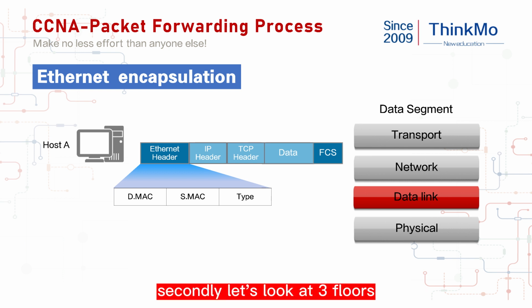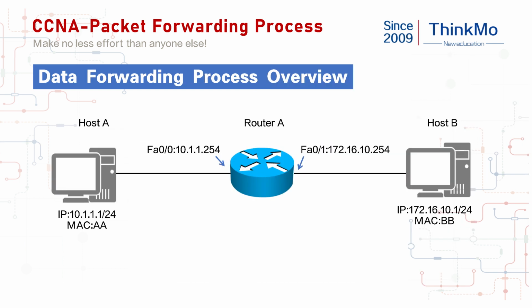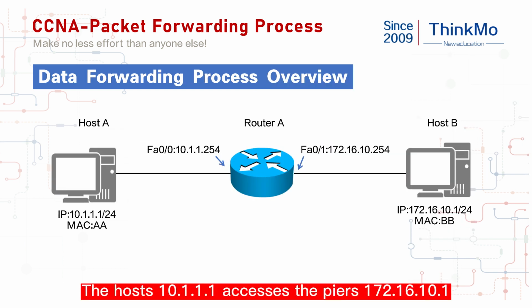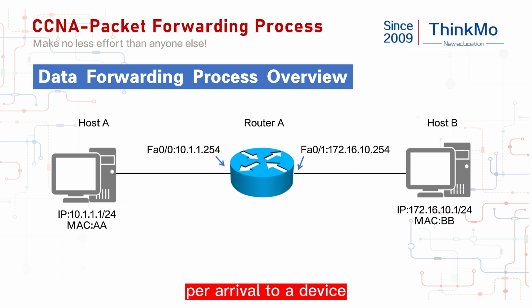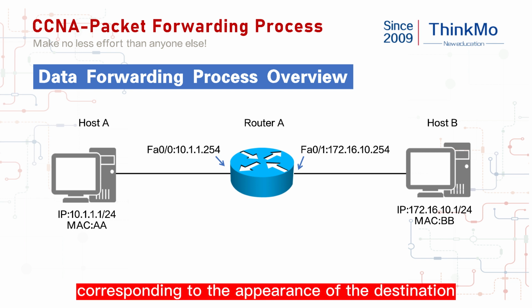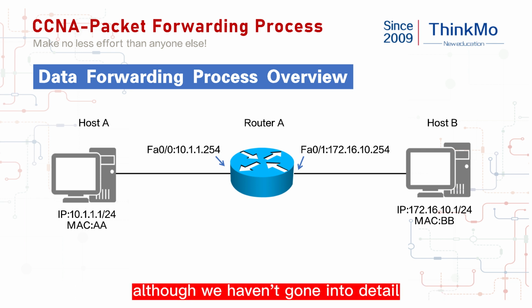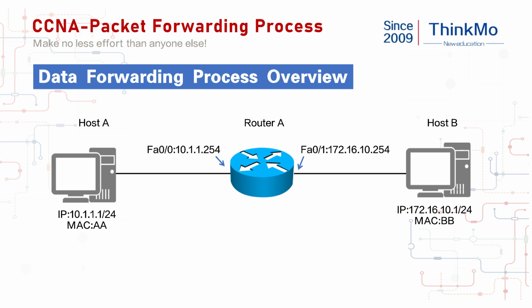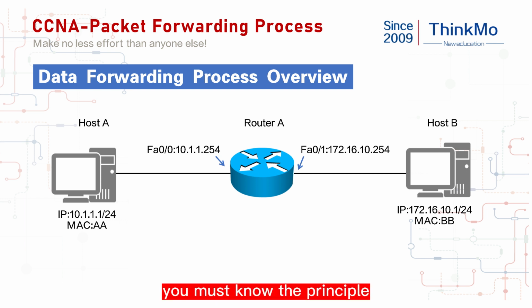Secondly, let's look at the third layer, which is the IP. The host's 10.1.1.1 accesses the peer's 172.16.10.1. Once the packet arrives at a device, the routing table must be queried on this device for the destination. Although we haven't gone into detail, first of all you must know the principle. Certainly, the same is true for reply packets.